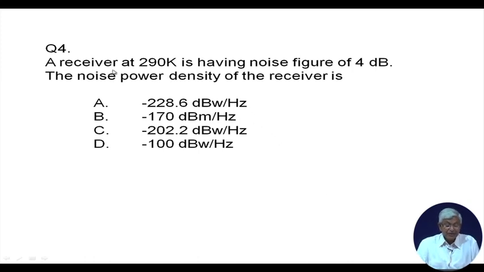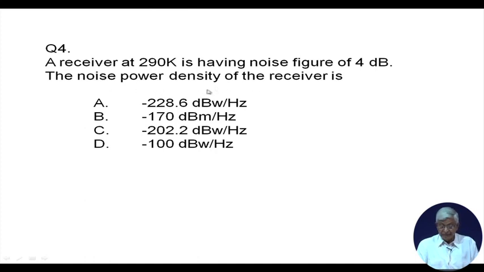Now, a receiver at 290 K is having noise figure of 4 dB. Receiver is at normal temperature and it has a noise figure which is mentioned. Now, question is noise power density of the receiver is, there are 4 options given with the different values in dBW per hertz.